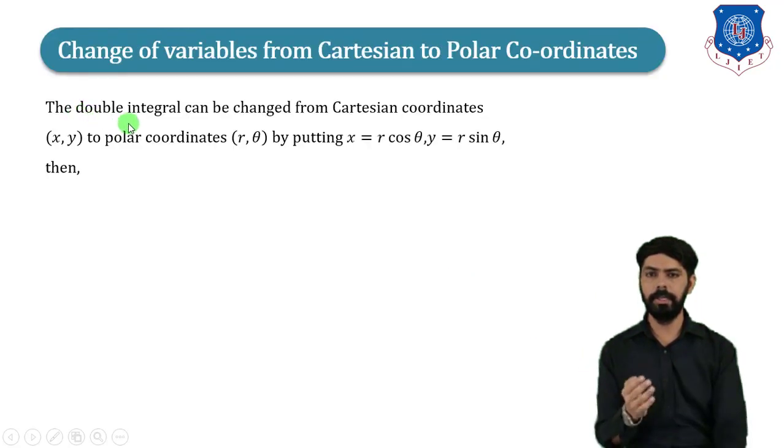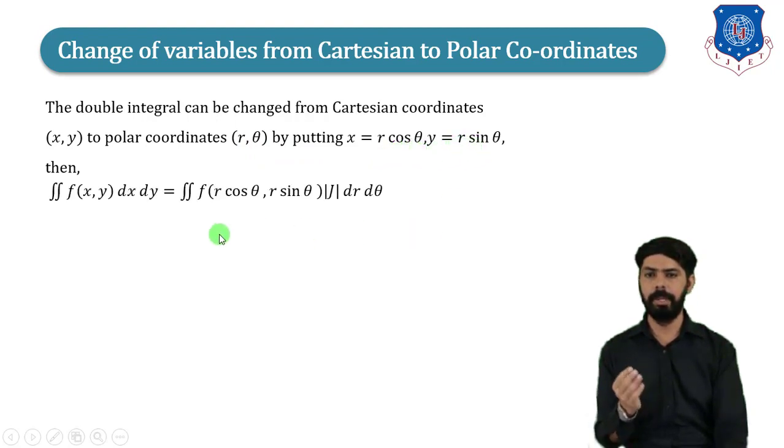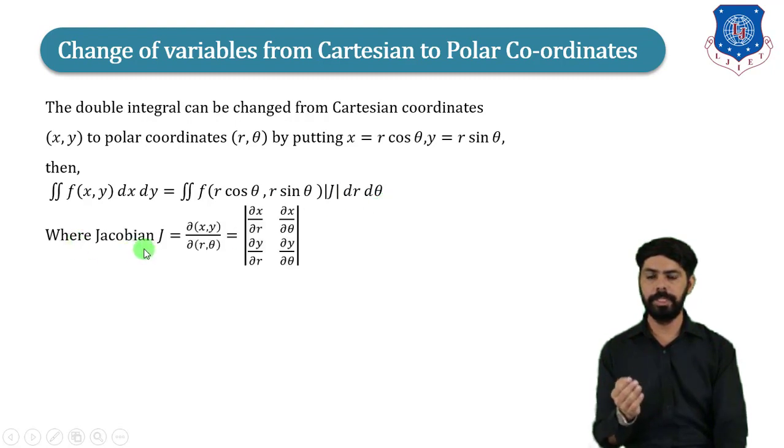The double integral can be changed from Cartesian coordinates x, y to polar coordinates r, theta by putting x equal to r cos theta and y is equal to r sin theta. Then double integration f of x, y dx dy is equal to double integration f of r cos theta, r sin theta, modulus of Jacobian dr d theta, where Jacobian J is equal to del x y divided by del r theta, that is equal to the determinant of del x divided by del r, then del x divided by del theta. Same way here, del y divided by del r and del y divided by del theta.